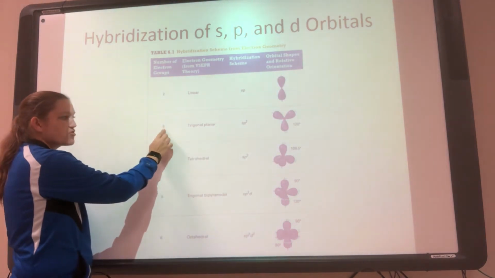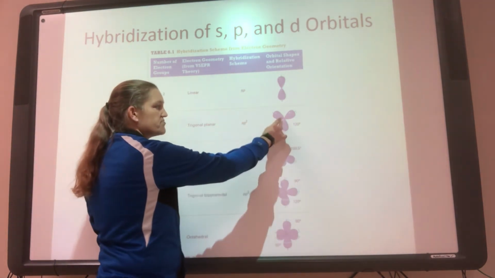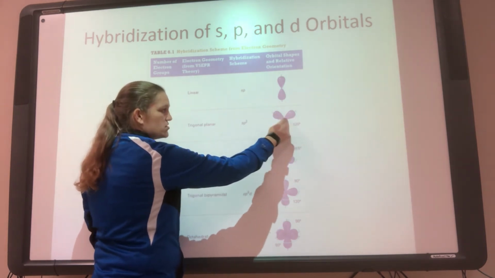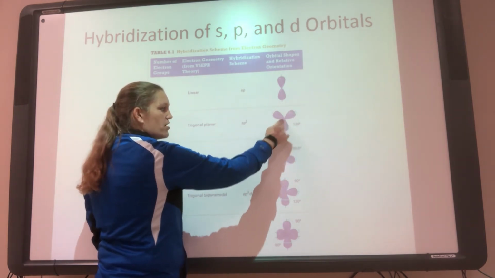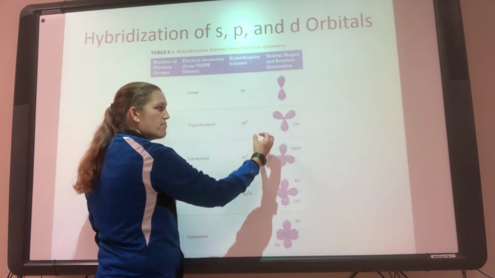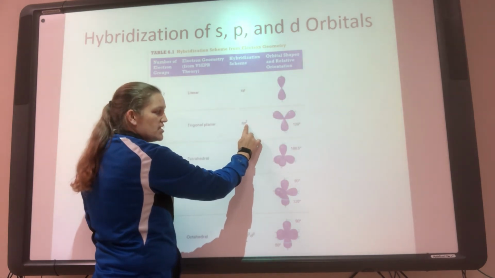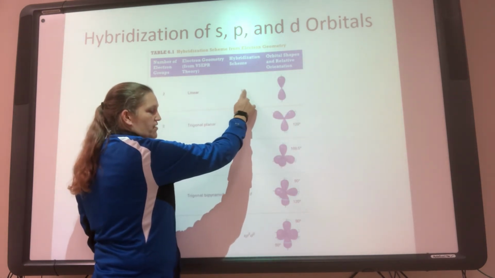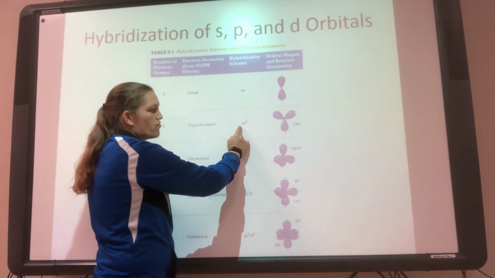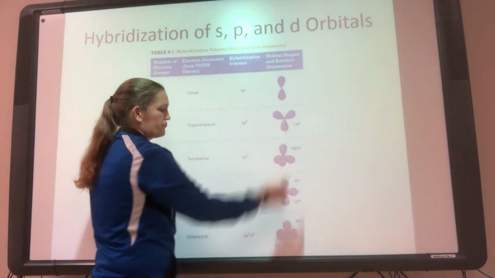Trigonal planar has 3 electron groups, so this is an sp2. And so with this sp2, you end up having these little p-looking orbitals on each of the 3 bonds. Here's your 120, but these p orbitals are going to be bigger than an sp, because it has more p than it has s. This is like 50-50. This is 66% p and 33% s. So it's got a bigger p orbital.